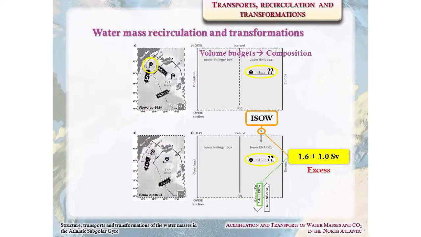So taking advantage of our water mass distributions, we can know the composition of all these volume fluxes, volume flows. For the 1.7 sverdrups upwelling from the lower to the upper East North Atlantic boxes, we infer that the composition of these flows would be the Iceland-Scotland overflow water, since from the 3 sverdrups entering the basin across the Iceland-Scotland sills, only 1.4 sverdrups leave the basin. Therefore, we have an excess of 1.6 sverdrups in this box that should upwell and become part of the upper East North Atlantic box.